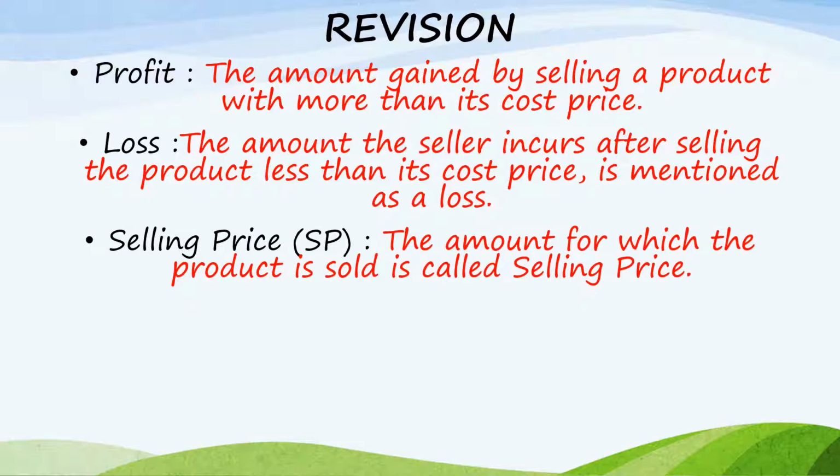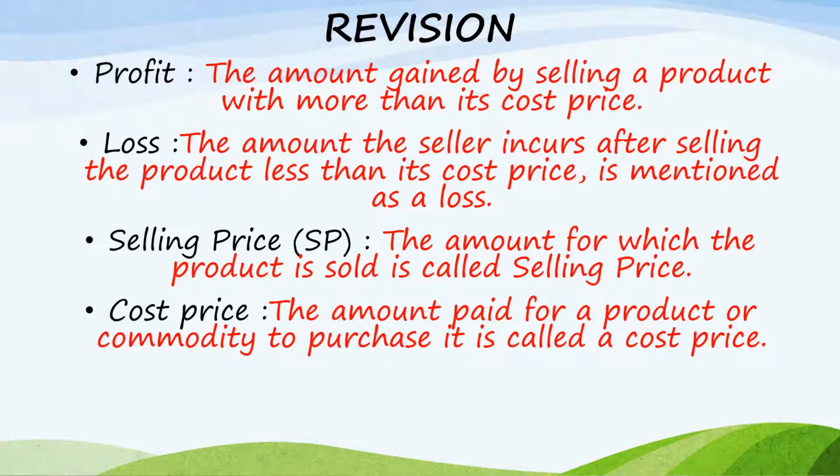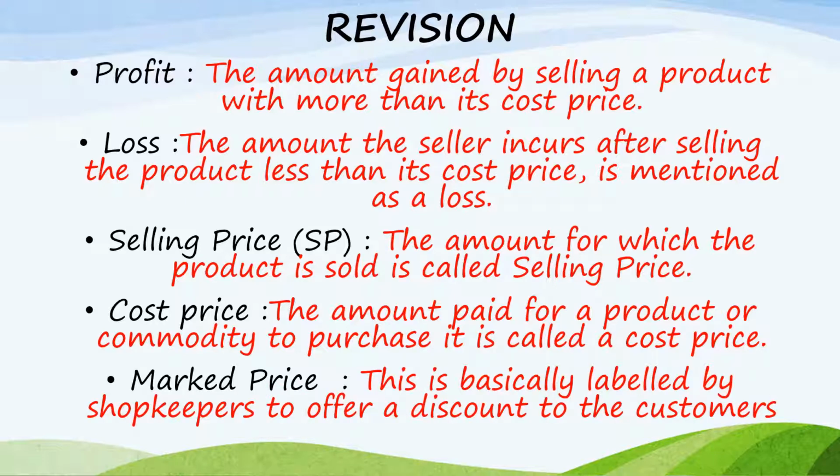Then we have seen selling price. The amount for which the product is sold is called selling price. Then we have seen cost price. The amount paid for a product or commodity to purchase it is called a cost price. Market price is basically labeled by the shopkeeper to offer a discount to the customers.